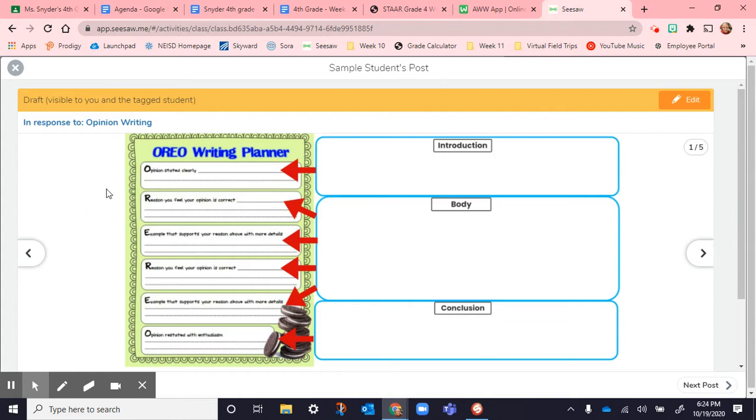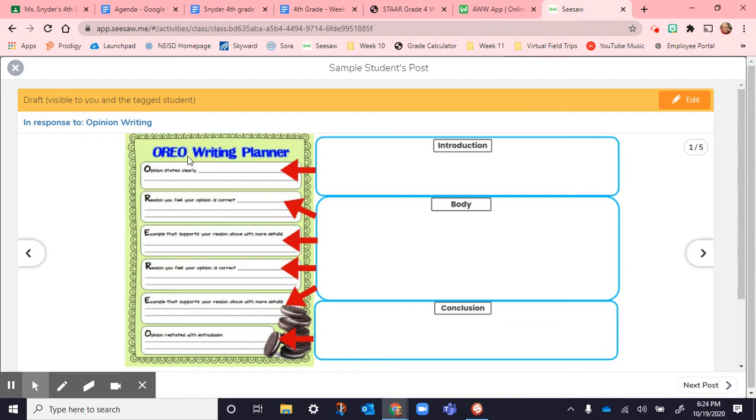And if you notice here, it doesn't all the way spell out OREO because this one has 2 reasons and examples. So they put the R and the E on here twice to show. But if you remember that O starts with your opinion, so you're sharing your opinion. R, you give your reason. E, you give your example. And then O, you restate that opinion again. OREO can help you remember the order that things need to go.